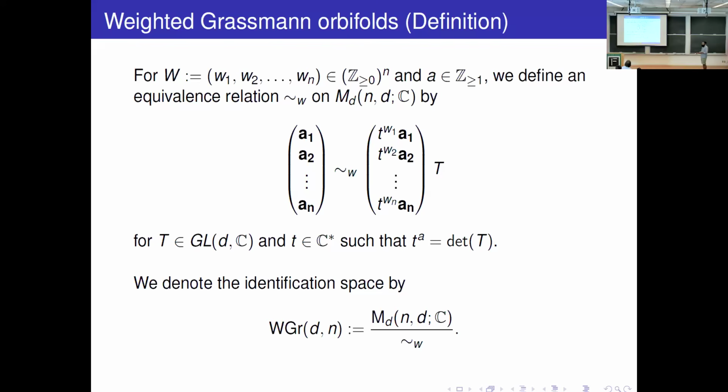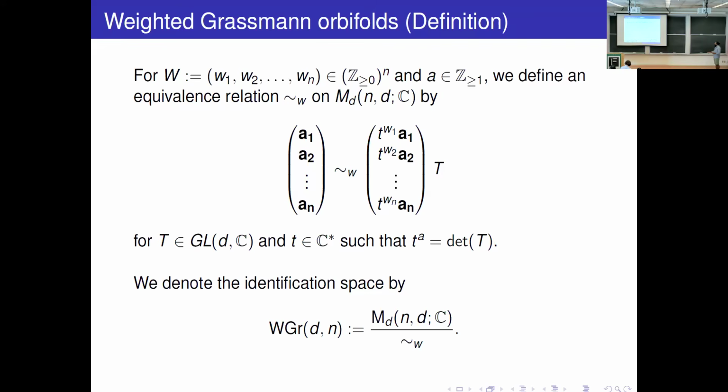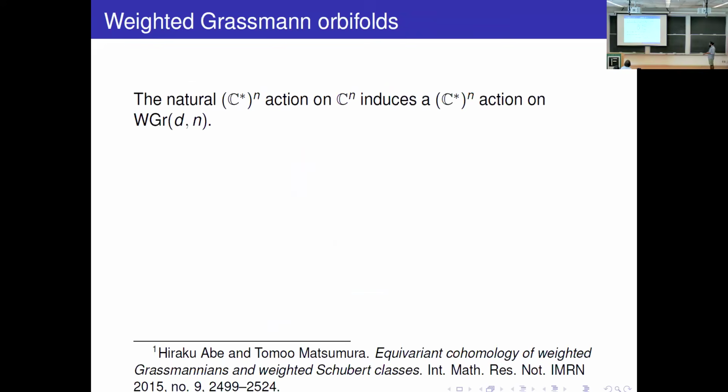Now we have a different definition than Abe and Matsumura. It took us a little time to prove that they are the same up to something. Since this is a collection of n by d matrices, if we take the diagonal n by n matrix, it acts very nicely. That action goes through to the weighted Grassmann orbifold, and that is very natural.